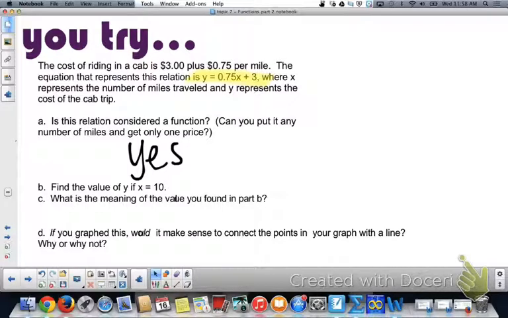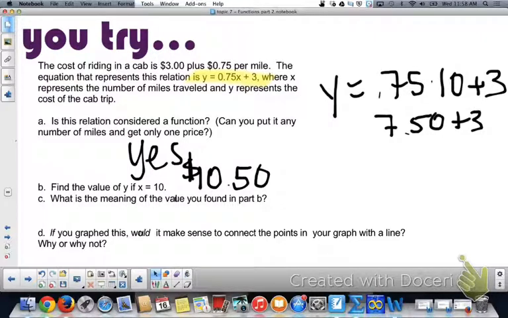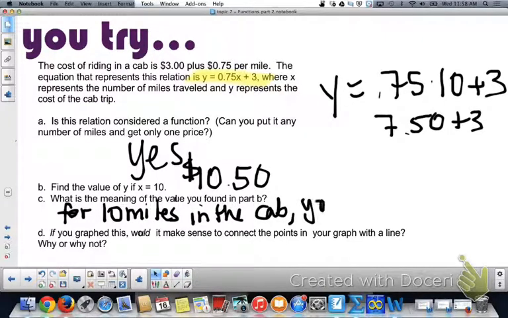Part B, find the value of y if x equals 10. So y equals 0.75 times 10 plus 3. 75 cents times 10 is $7.50 plus 3 gives you $10.50. What is the meaning of the value found in part B? Well, x is the number of miles. So for 10 miles in the cab, you pay $10.50.